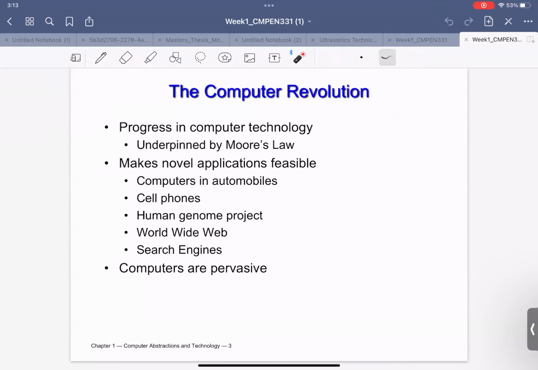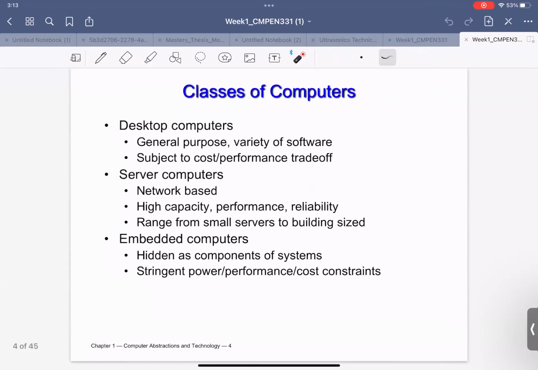So the computer revolution, as you know, has already happened, with fast and rapid progress. All of this computer technology has followed Moore's law, as we will see later on. There are a lot of applications in automobiles and cell phones, even in medical fields, the human genome, the World Wide Web, search engines, and things like that.